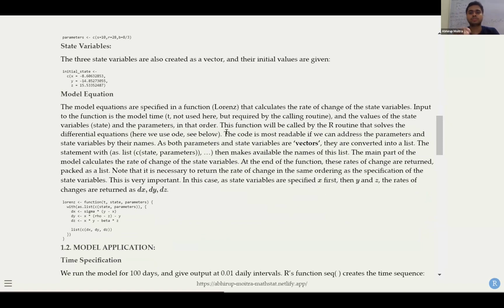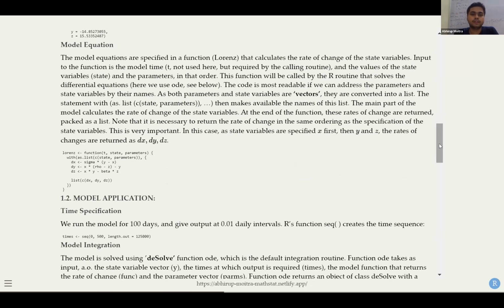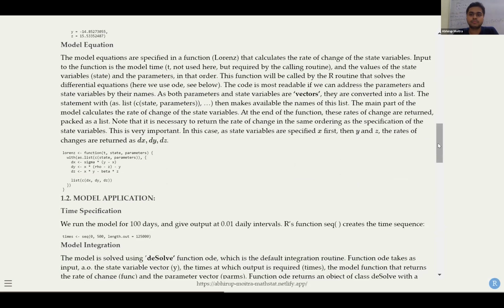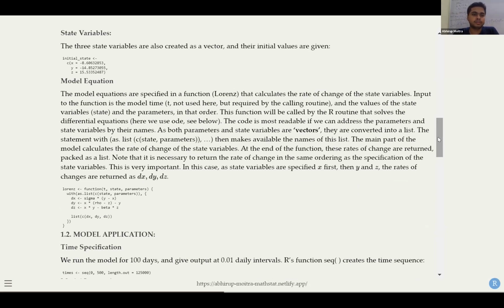The code is most readable if we can address the parameters and the state variables by their names. As both parameters and state variables are vectors, they are converted into a list. The statement as.list, concatenating the state and parameters, is defined. Then it makes the names of the list available.